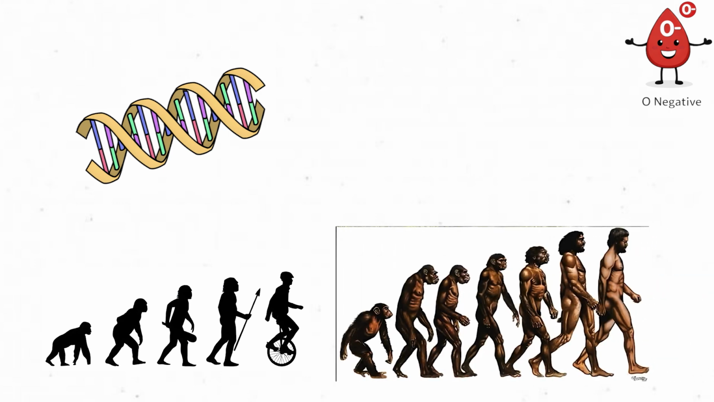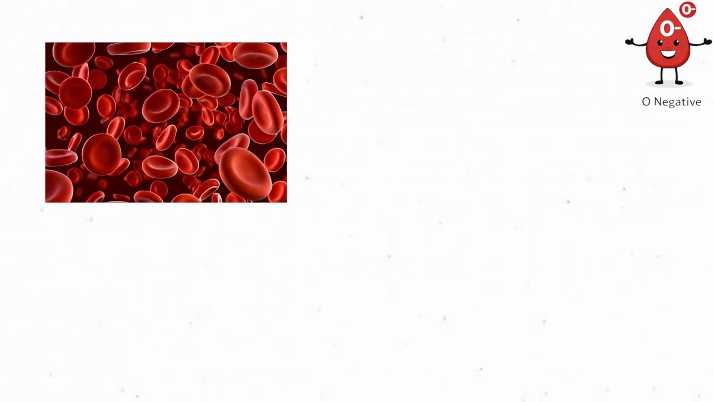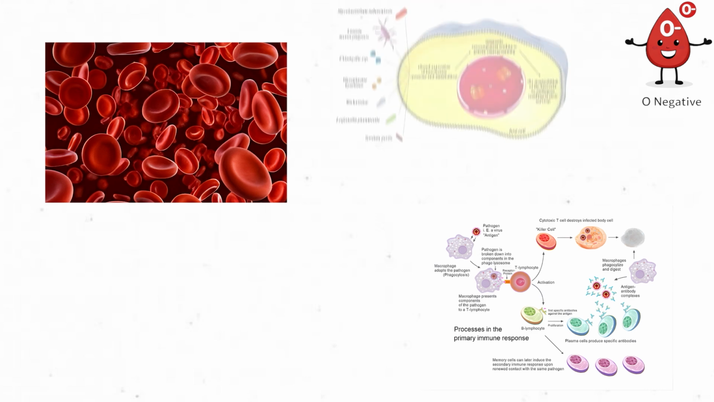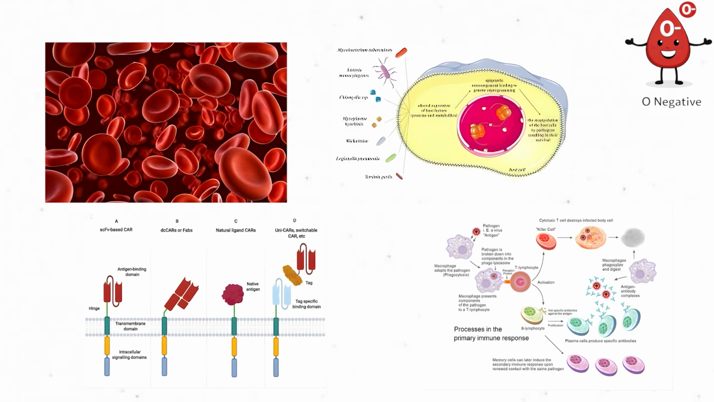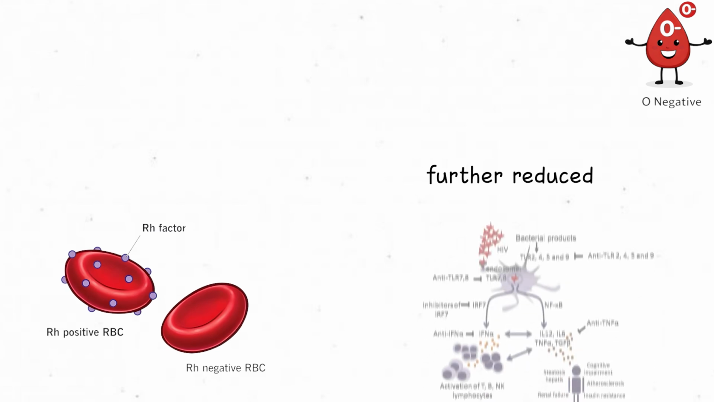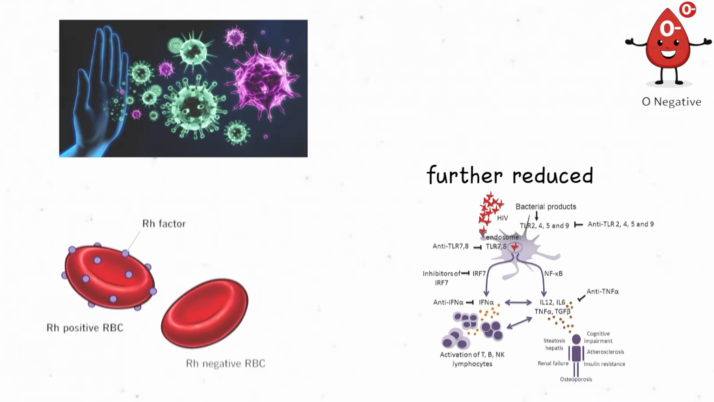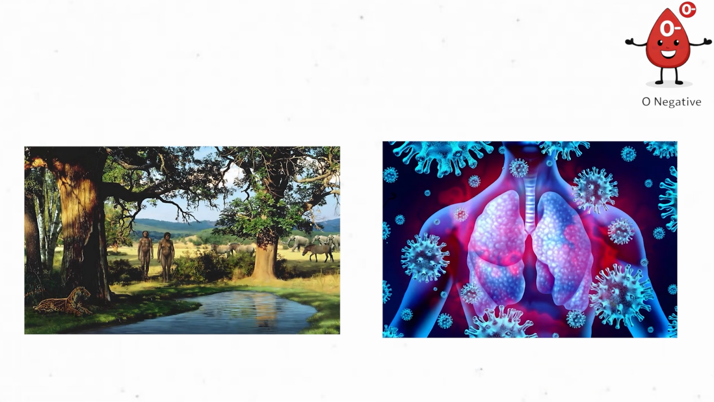From an evolutionary standpoint, antigen absence created immune ambiguity. Red blood cells without surface markers were less likely to provoke immune reactions and less likely to be exploited by pathogens that evolved antigen-specific binding mechanisms. The absence of the Rh factor further reduced immune activation, conserving energy and lowering the risk of immune overreaction. In prehistoric environments, immune overactivation could be as deadly as infection itself.